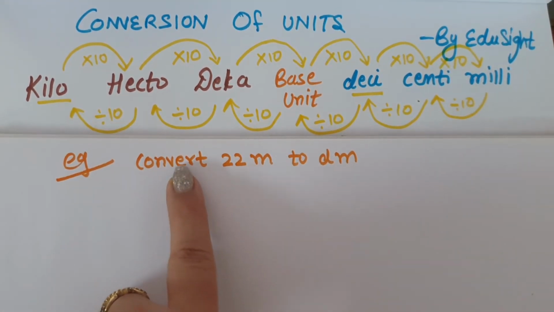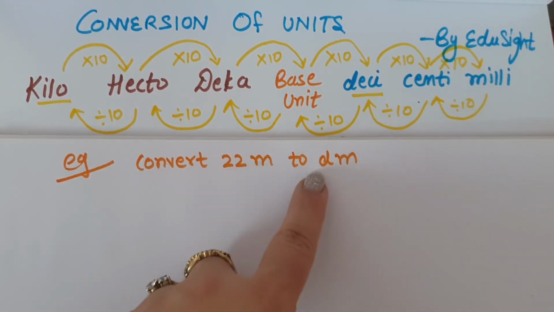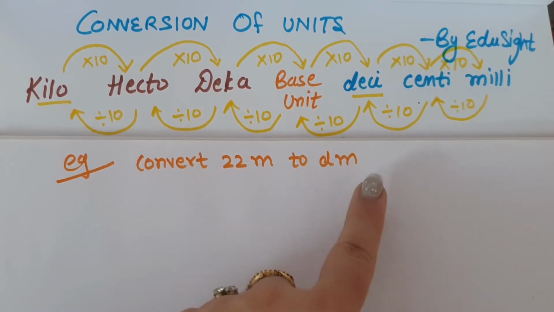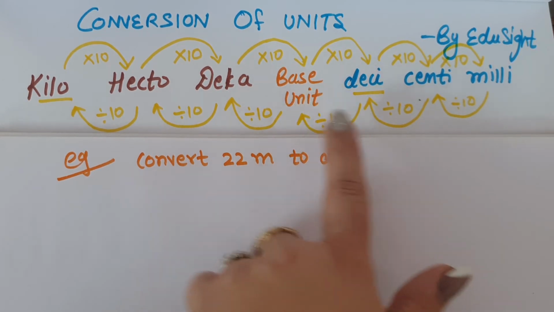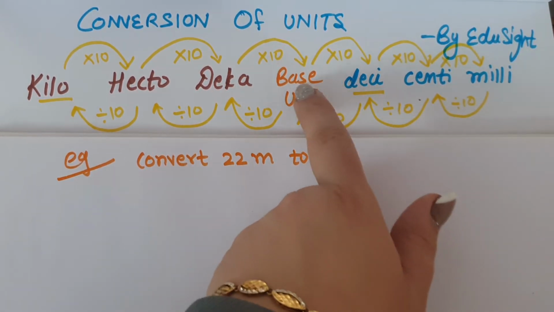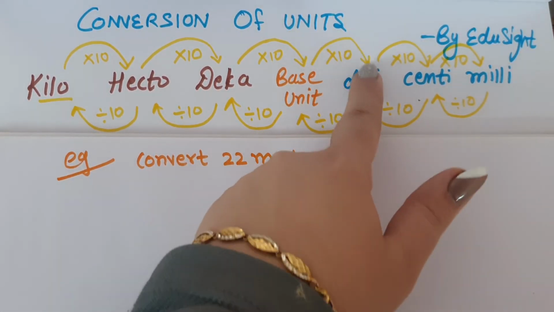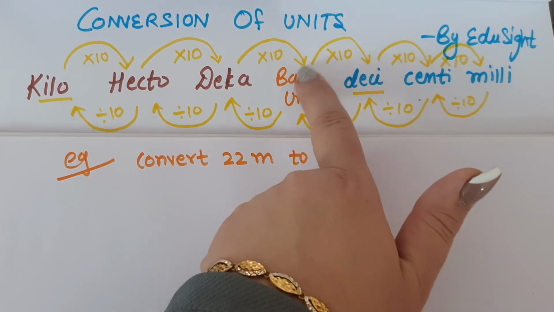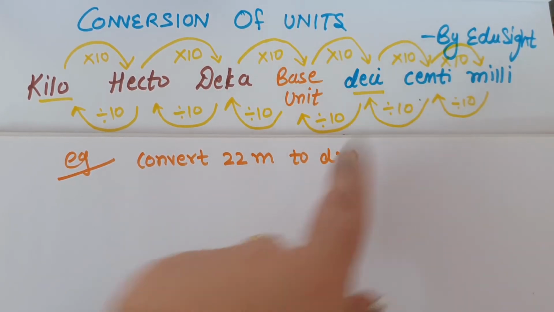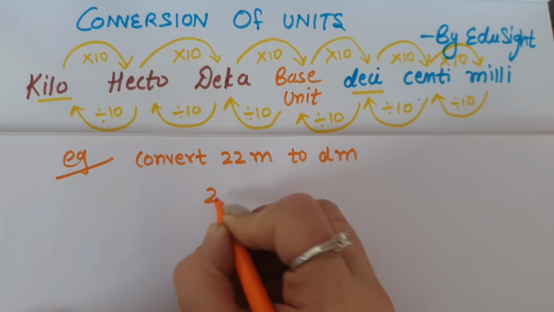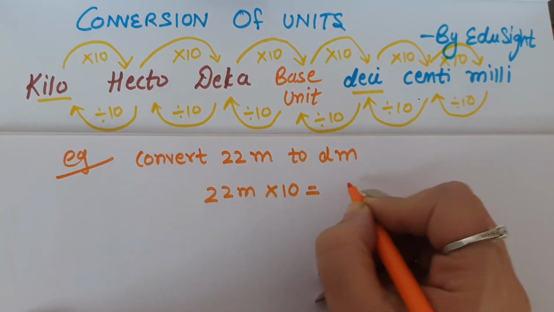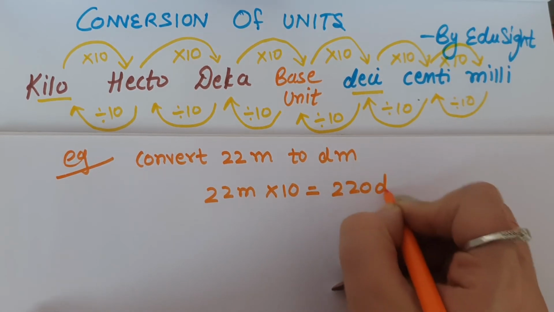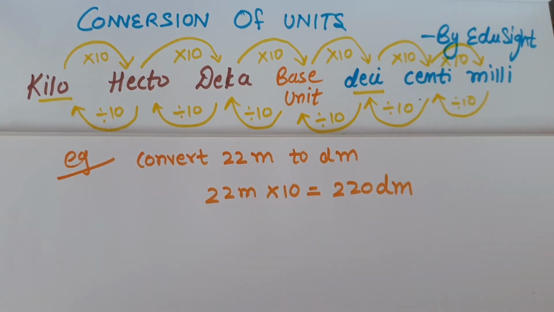Let us take one example. If I have a question, convert 22 meter to decimeter. In that case, we are to go from base unit to decimeter. We are to jump once over here. One time right side means multiply by 10. So 22 meter multiplied by 10 will give you 220 decimeter. I hope this is clear.